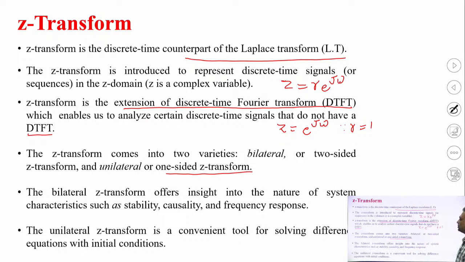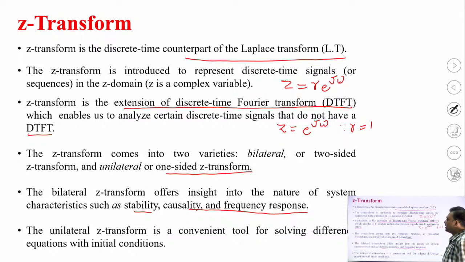And the bilateral Z transform offers insight into the nature of the system characteristics such as stability, causality and frequency response. So whenever we are interested in finding out the stability of the system or the causality of the system, or if we want to obtain the frequency response of the system, then in that case the bilateral Z transform is generally used.